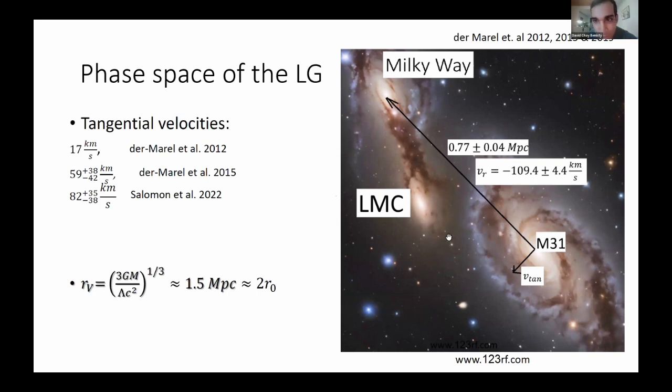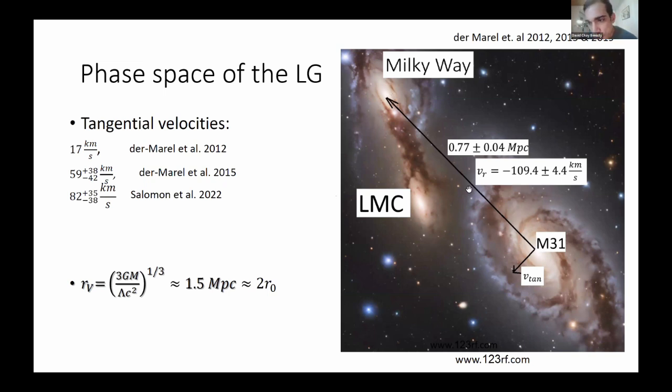This picture of the Milky Way and Andromeda is from an AI generator; obviously, we don't have a real picture of them. This is the Milky Way, and this is the Large Magellanic Cloud, which has a non-negligible impact that we have to take into account, as I will discuss in a bit. And this is the Andromeda galaxy. These are the two most massive galaxies, and we have a lot of dwarf galaxies around them.